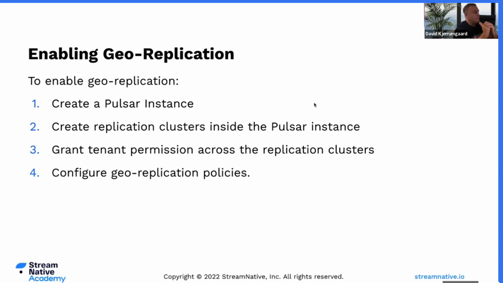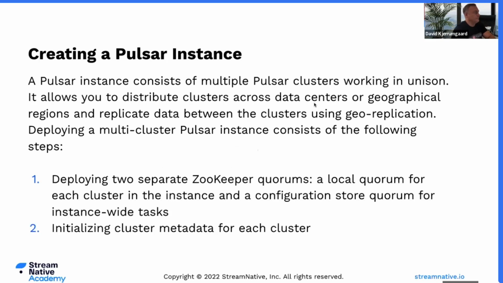Third, you grant permissions, tenant permission, across the replication clusters, right? So now the tenants exist in these different clusters. You enable them so they have permission, again, with that allowed clusters permission. We look at the capabilities that we saw when we were setting permissions in the authorization section. You have to grant them this tenant permission across all the clusters that you intend to replicate to. And then finally, you configure the geo-replication policies at the namespace level, and that's it. Geo-replication takes place from that point forward.